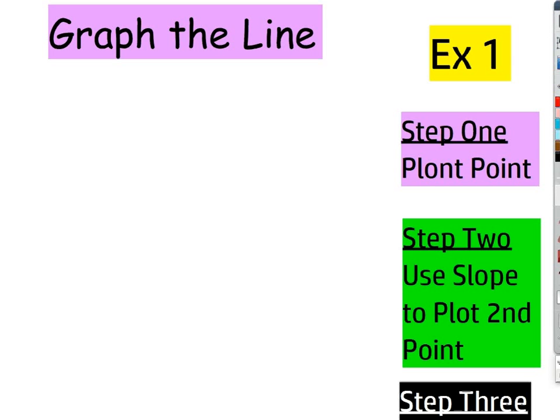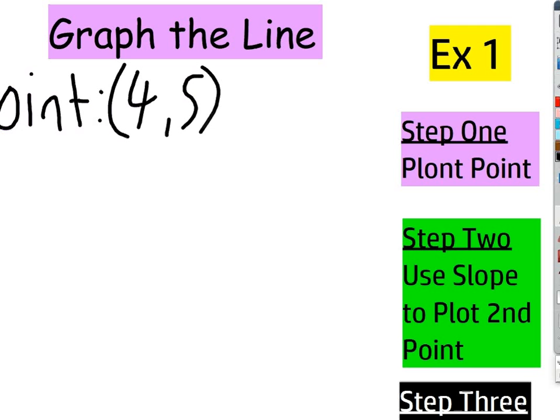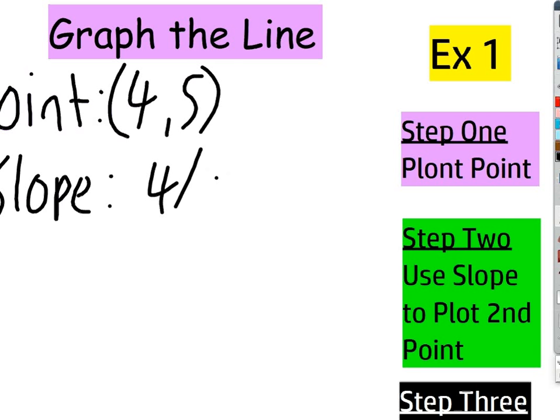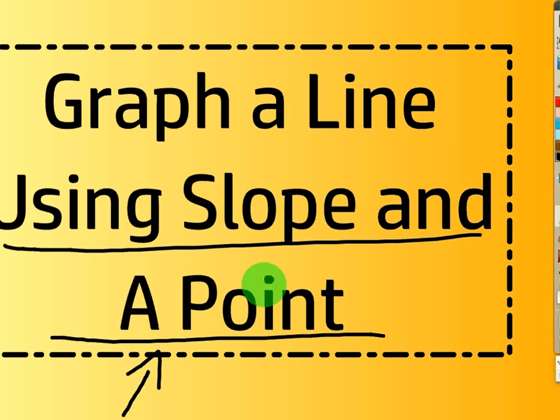Like I said, it's going to be the first example on the worksheet. Okay, so it says that the point is 4,5. All right, and the slope is 4/5. It's kind of confusing because the slope looks like the point, doesn't it? Okay, so again, the two things you're given are a point and the slope, right?